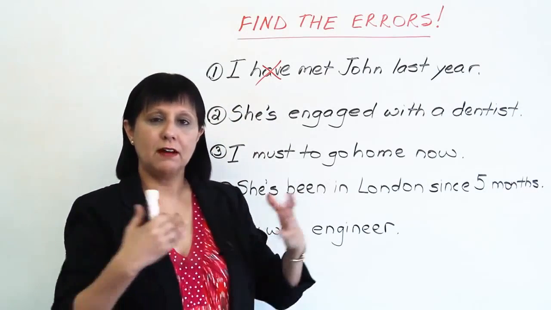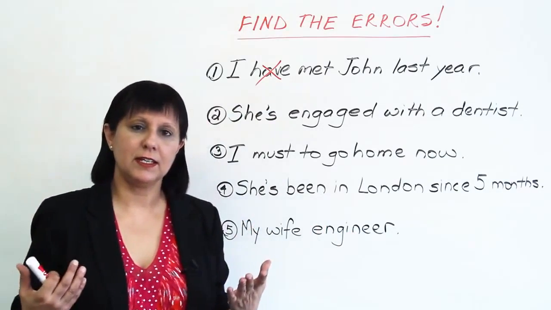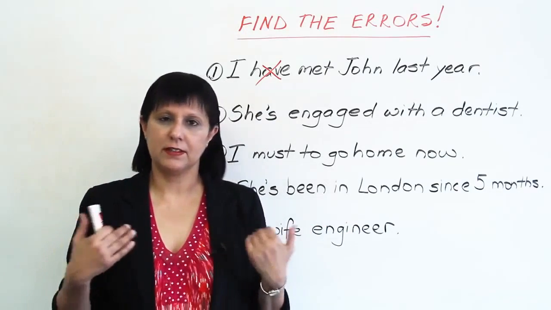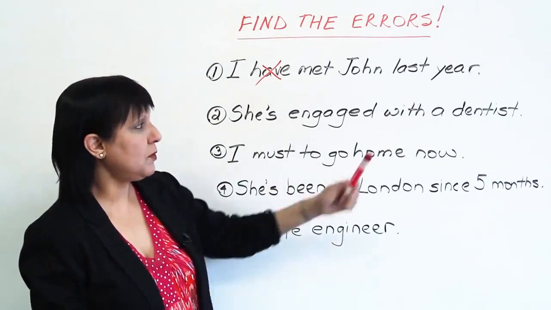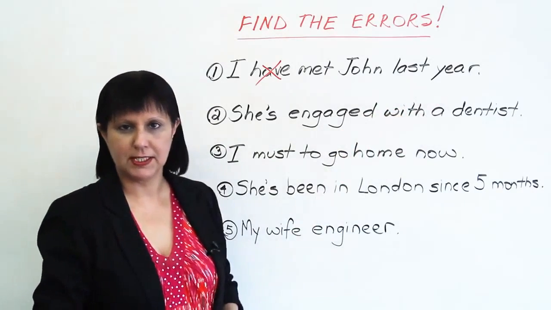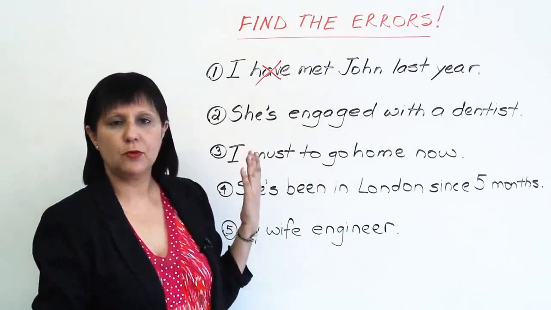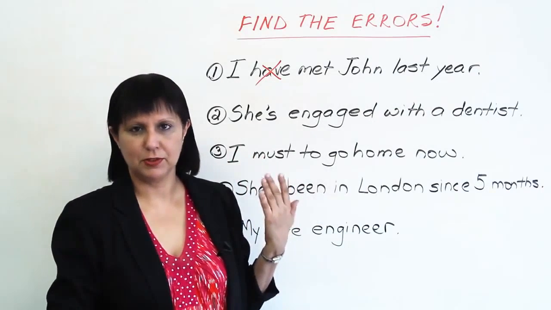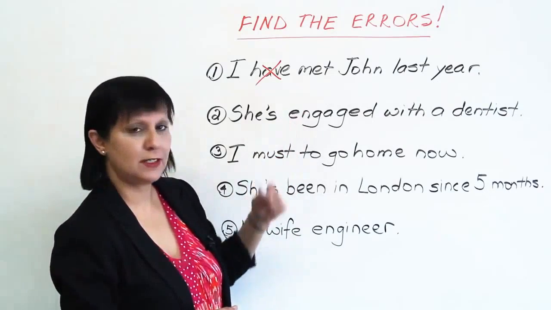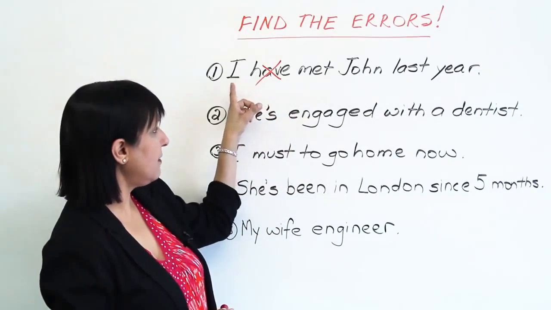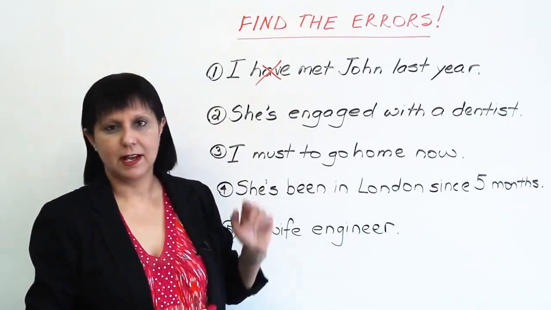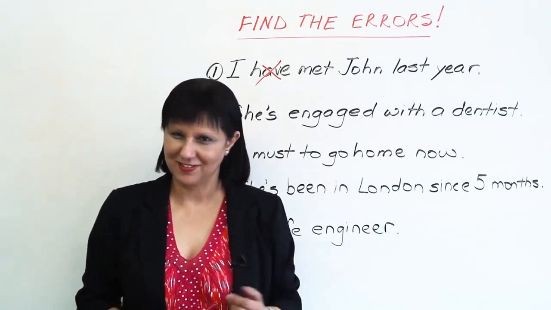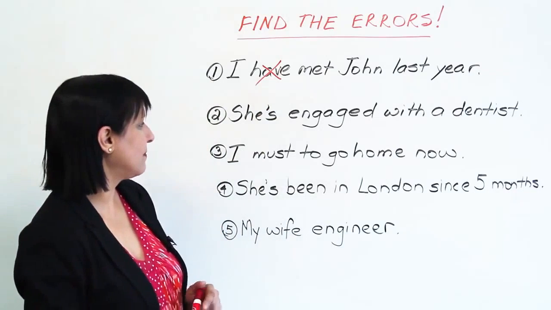You can use an unfinished time, like today, this week, this month, this year, but you can't use a finished time. If you need to mention a finished time in a sentence, then you just go back to use the past simple tense, as we've done right here. Now, I've taken out the have, and it says, I met John last year. Okay? Now, that sentence is grammatically correct. Let's look at the next one.